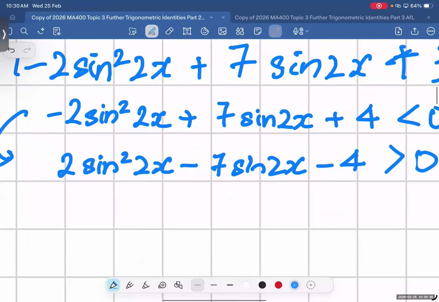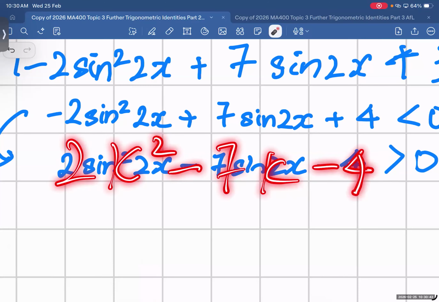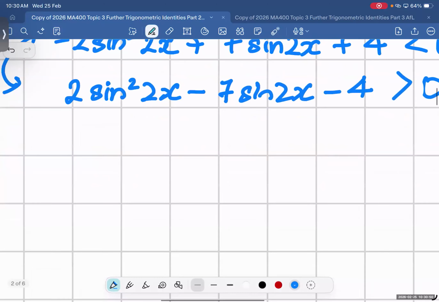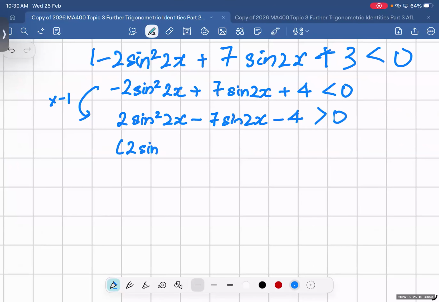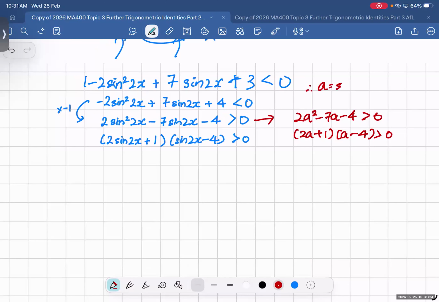Okay, so you will see, guys, if I treat this like a variable, this is like 2k squared minus 7k minus 4. Right now, it's a quadratic inequality. You learn this in JAC. Now, from here, I factorize. I will have 2 sine 2x plus 1 and sine 2x minus 4 greater than 0. If you saw 2a squared minus 7a minus 4 more than 0, can you factorize it? Yes, you can. It's 2a plus 1, a minus 4. In this case, your a is like your sine 2x.